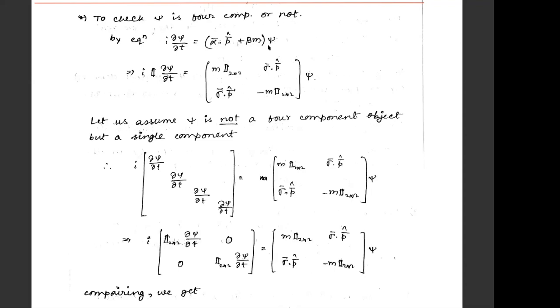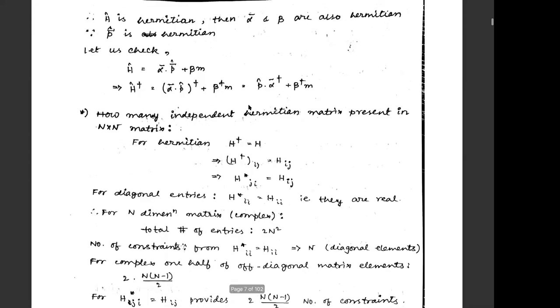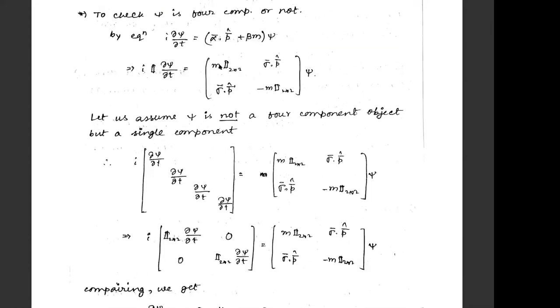So what is this matrix? If you write it down explicitly, it's m. Beta is diagonal. The choice that I am using is the Dirac representation. Beta is this one: identity, 0, 0, minus identity. So if you break that down, it will look like this: m times identity, minus m times identity. Alpha dot p will be just sigma dot p on the off-diagonal places. This is your Dirac equation.